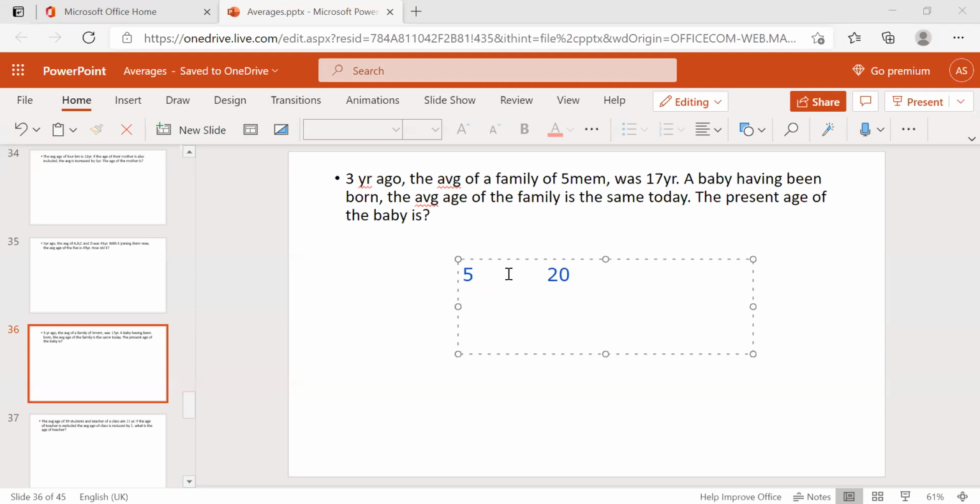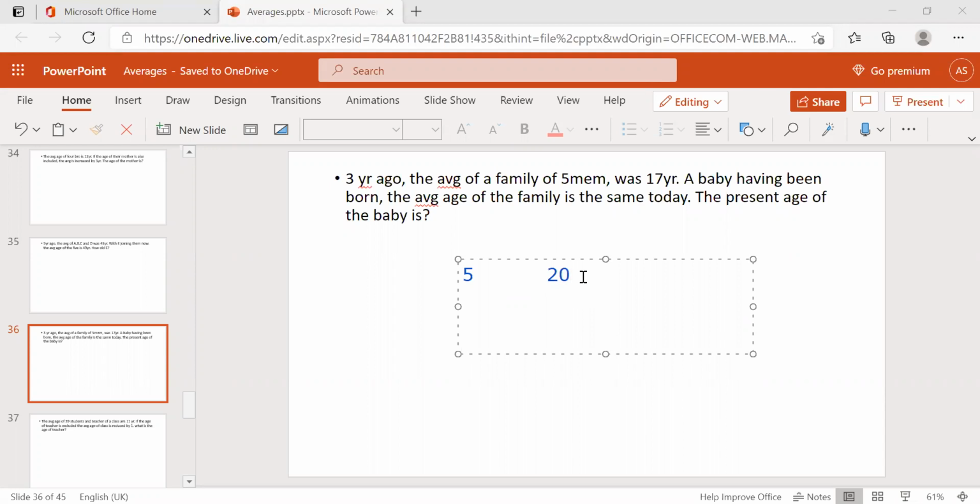So Seema, it is very important. First of all, you need to read the question and understand the question. What they are saying, 3 years ago, average of 5 members was 17. But after 3 years, that means present, that 5 members average. I'm not including the baby here. That 5 members average is increased by 3 years for everyone, right? 3 years for 5 members of that. So average is nothing but 17, the 5 members present.